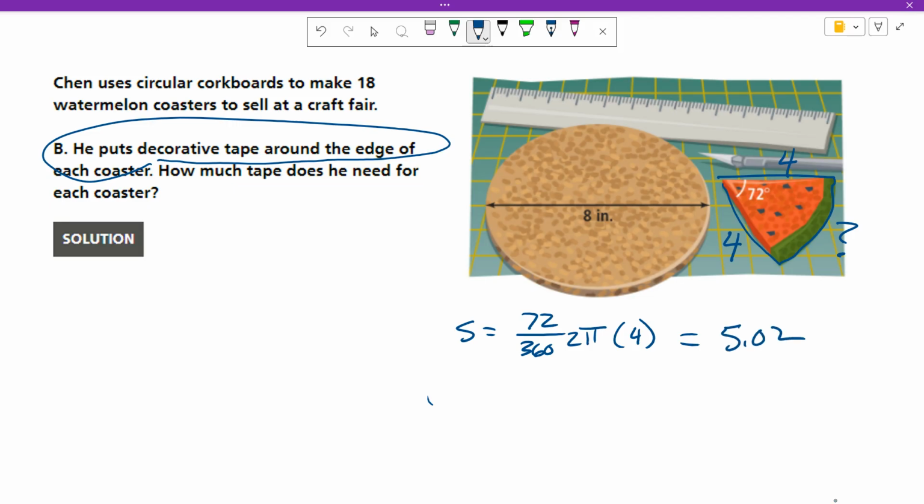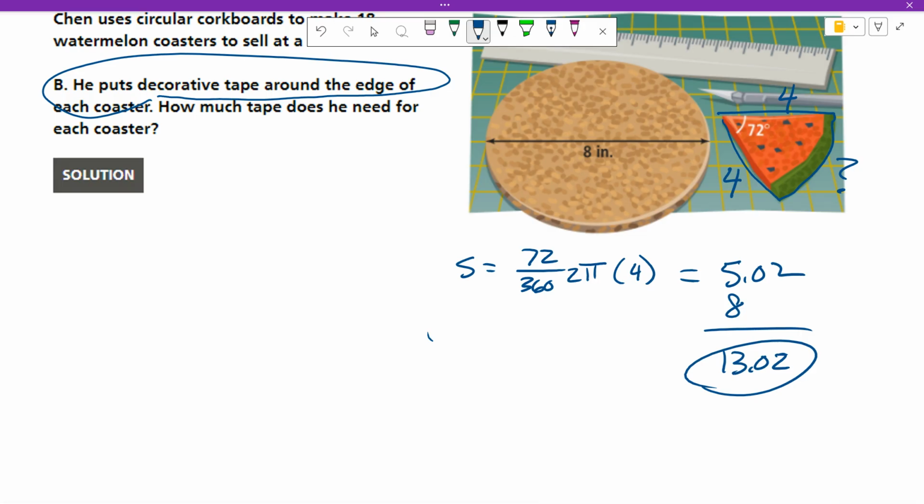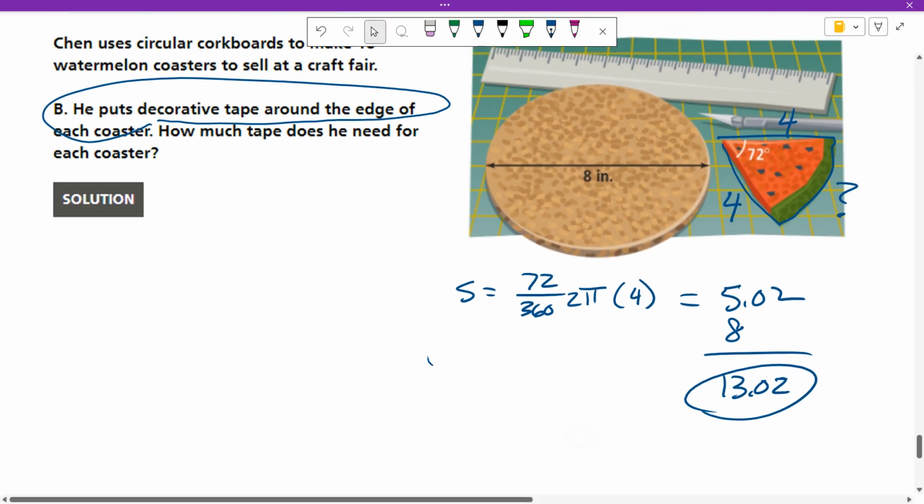5.02. Now, this side's 5.02. The other two sides are 4. That makes 8. So 13.02. Well, actually, for each coaster, because that's what it says there, how much tape does he need for each coaster? He needs 13.02 inches for each coaster.